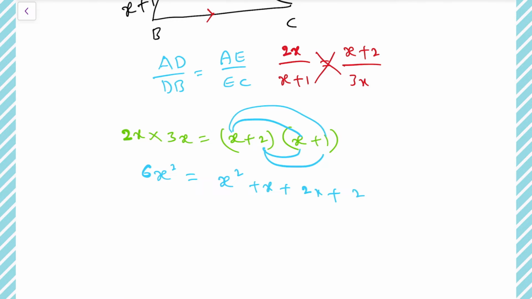So now I will take everything to the left side completely. So we will get 6x square as it is, plus x square, if I take to the left side, minus x square, plus x becomes minus x, plus 2x becomes minus 2x, plus 2 becomes minus 2, equals 0. Now let us simplify this further. 6x square minus x square, 5x square, minus x minus 2x, minus 3x, minus 2 equals 0.